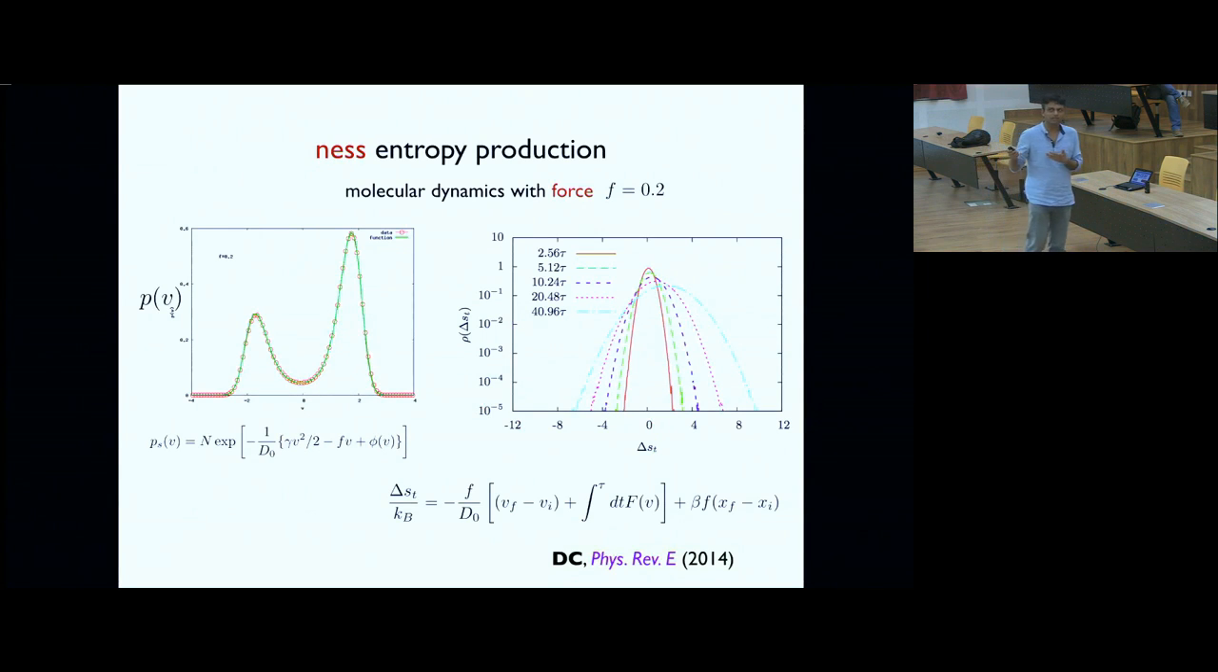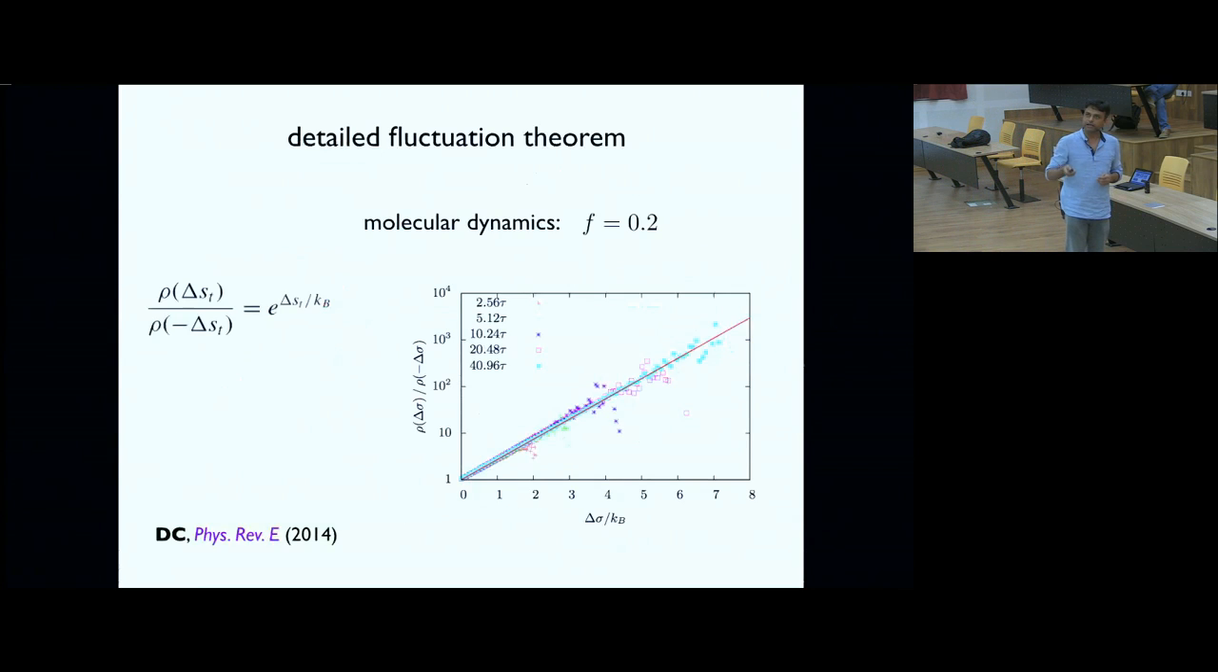So first thing, simpler thing, if I put just an external force, the system produces entropy. So this is the probability distribution of the velocity, and these are the distribution of entropy production. So I just wrote down the expression of the entropy which we used to do this calculation numerically. And if I take those probabilities, they obey the detailed fluctuation theorem nicely.